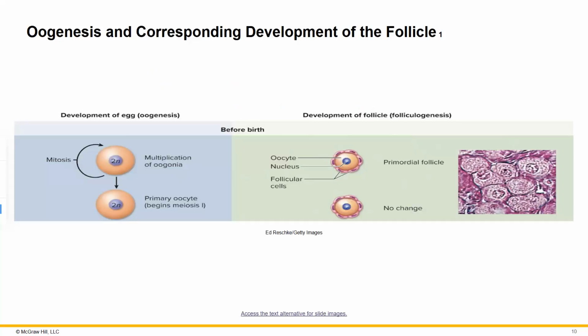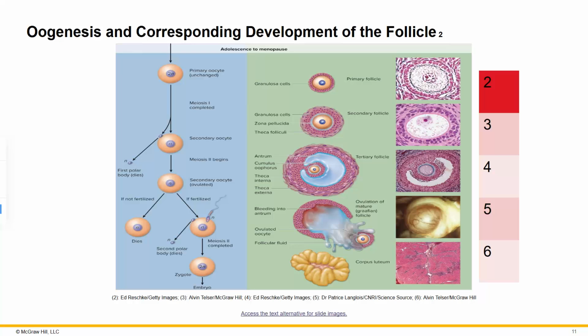And this is just a diagram of the development of the egg and the development of the follicle. And here's another diagram that we can go through. So a primary oocyte is typically inside of a primary follicle. And then we have a secondary oocyte. So the primary oocyte is 2N, it's split, now we have N, and then we have this polar body that's released and that dies and goes away. And then inside of the secondary follicle, we typically would have that secondary oocyte.